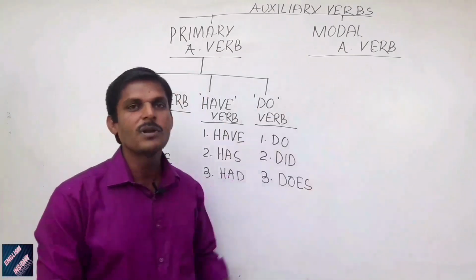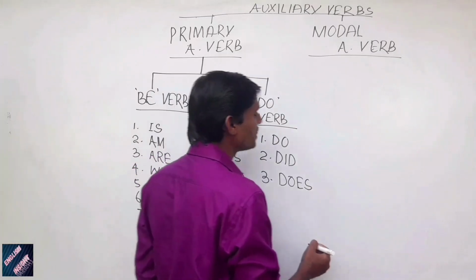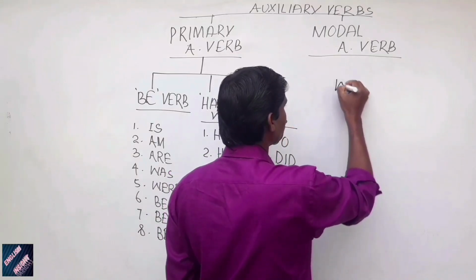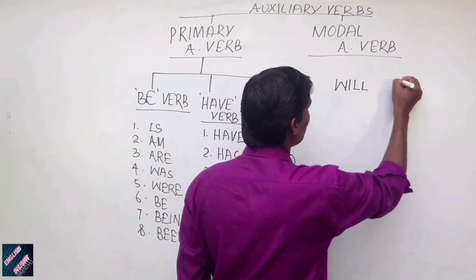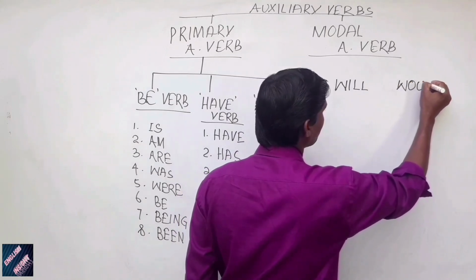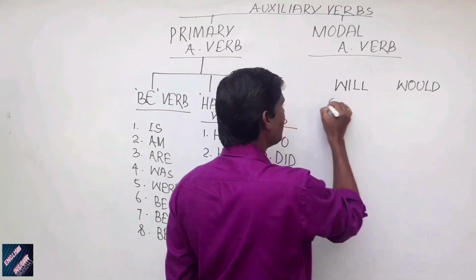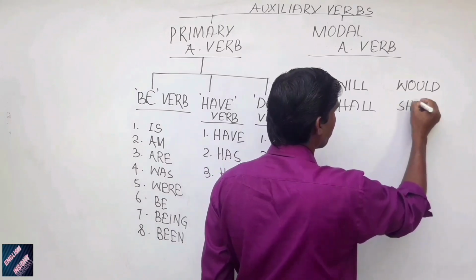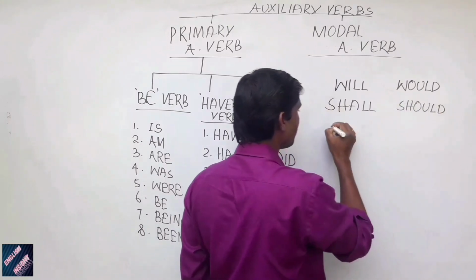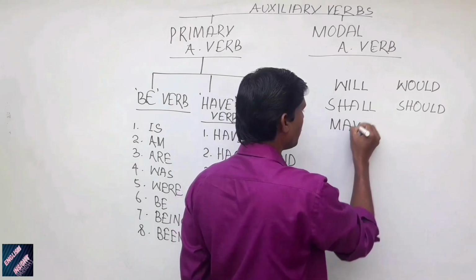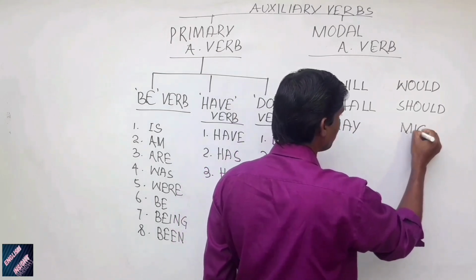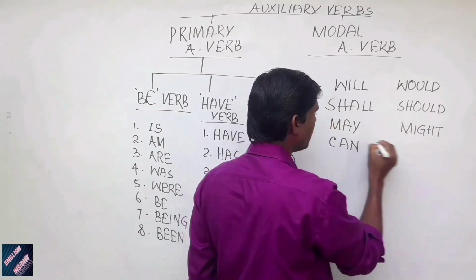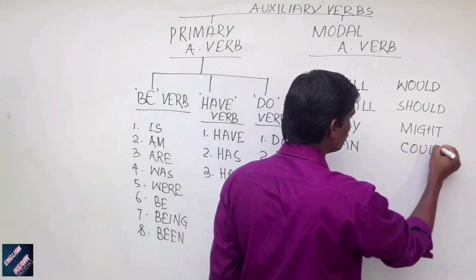Now we'll move on to modal auxiliary verbs. Modal auxiliary verbs are of 13 numbers. They are: will, would, shall, should, may, might, can, could.